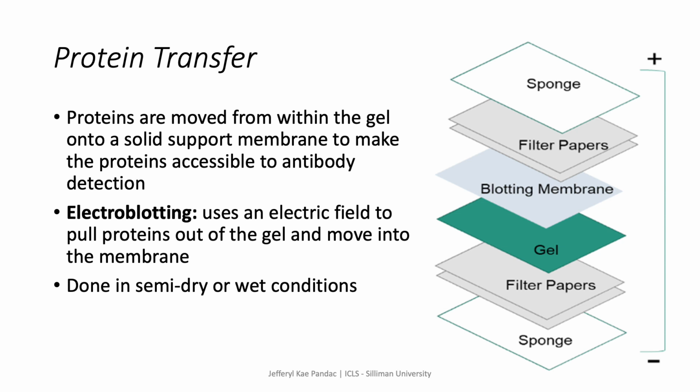It can be done in semi-dry or wet conditions, while wet conditions are usually more reliable as it is less likely to dry out the gel. As shown on the figure, the membrane is placed between the gel surface and filter. The transfer sandwich is created as follows. So we have a layer of a fiber pad or the sponge, and then the filter papers, the gel, the membrane, and more filter papers, and the last layer of a fiber pad or the sponge.